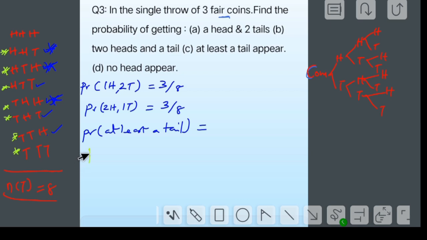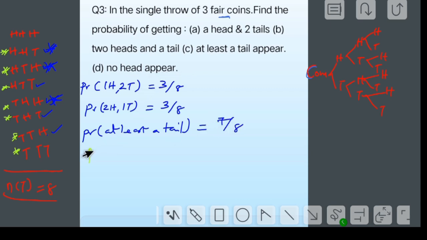So the probability of getting at least a tail is 7/8. That is the solution to question C.